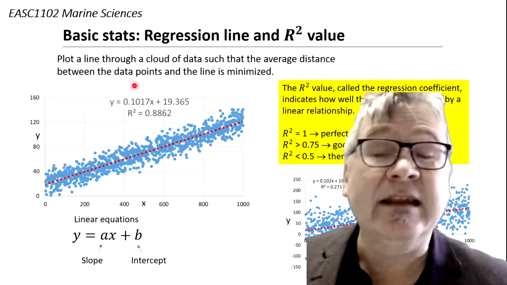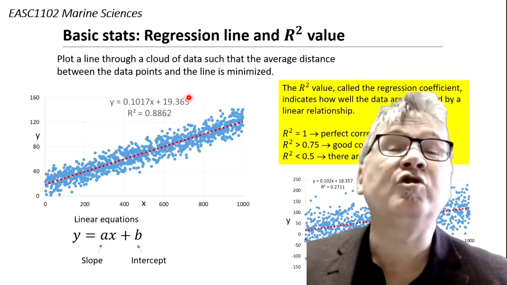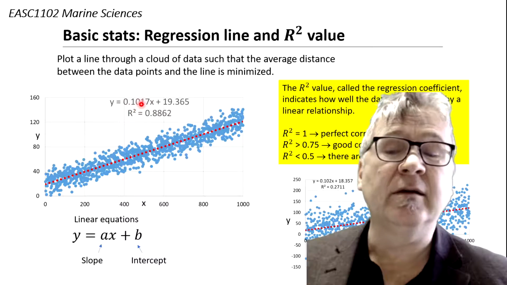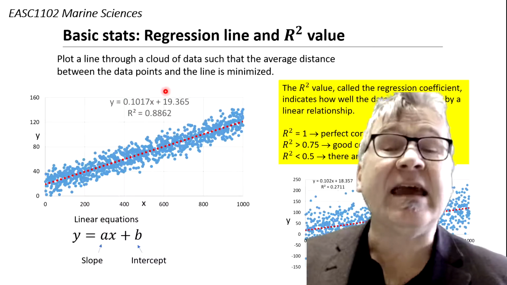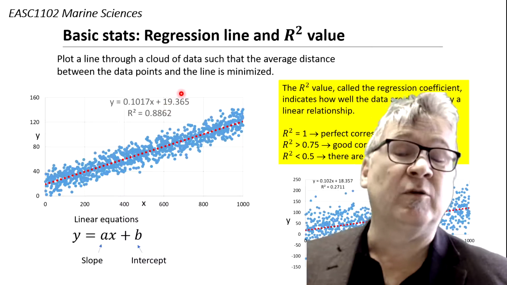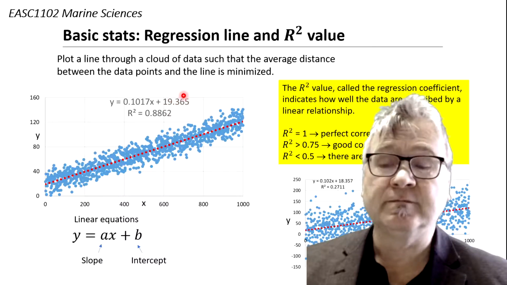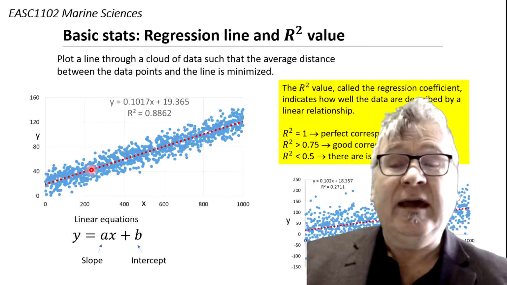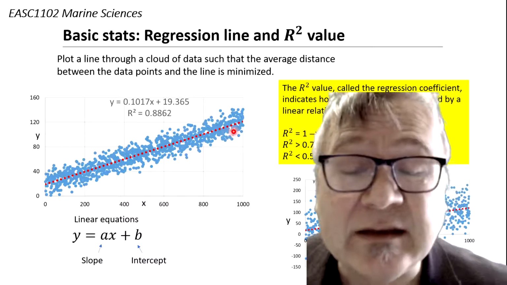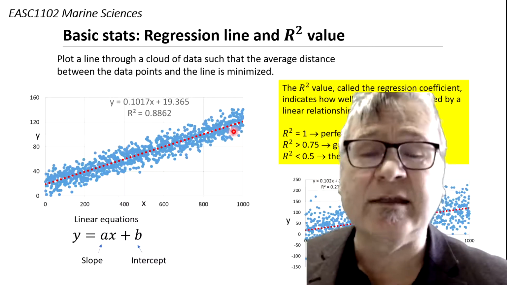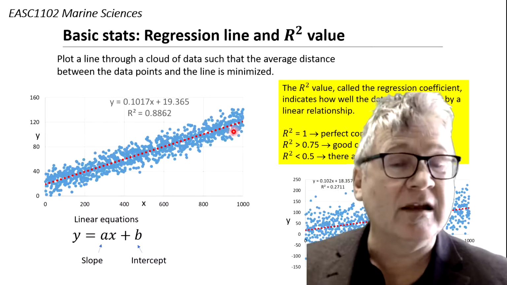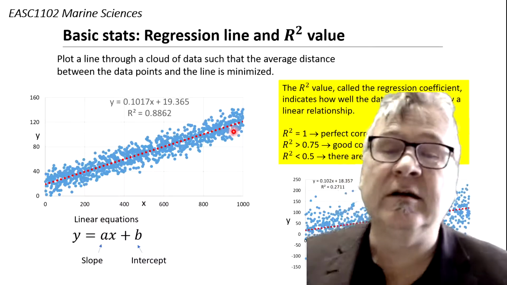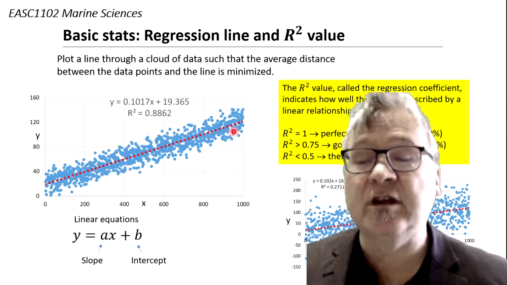Linear equations have two parameters. The first one is the slope of your line, and the other one is the intercept with the y-axis. This is what you get if you set x to 0. This is what we call a linear equation. And this regression line is actually calculated such that the average distance between the data points and the line is minimized. So this is how Excel or other software suites calculate the regression line.